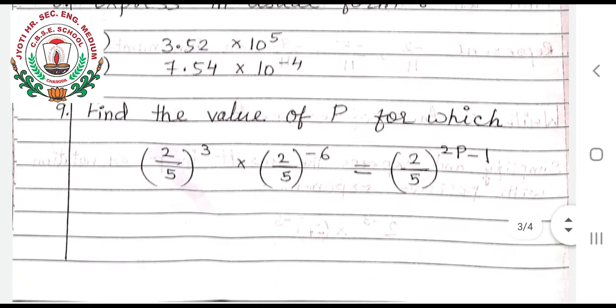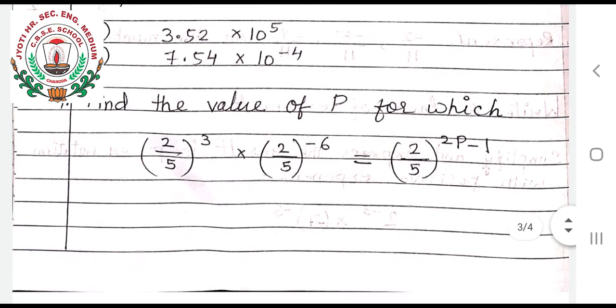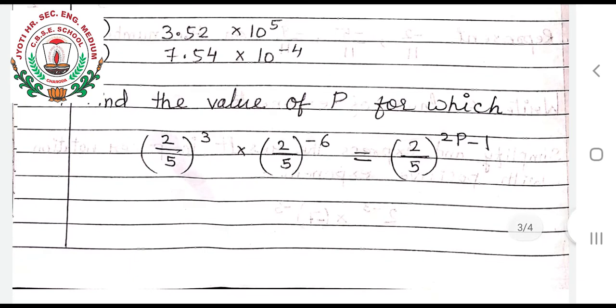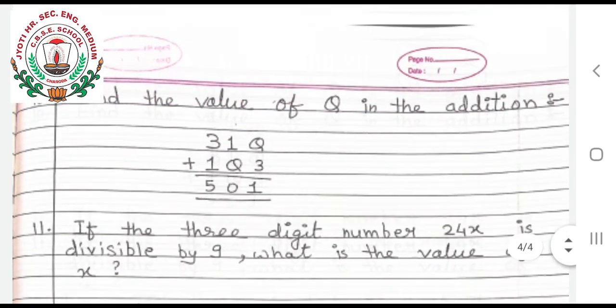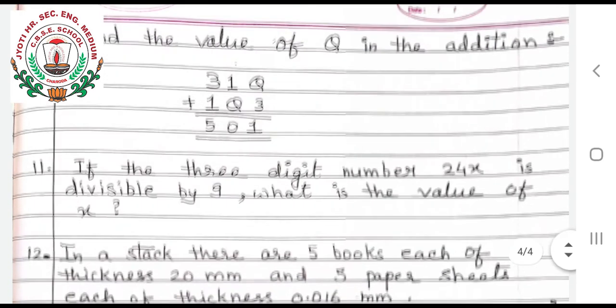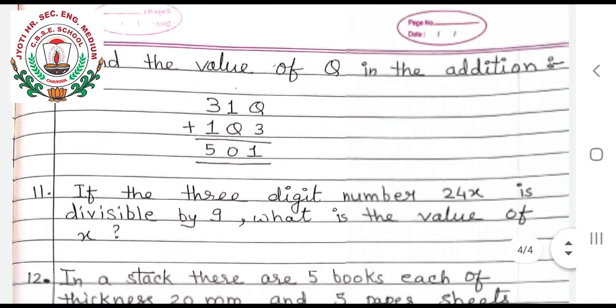Then 10th question, find the value of q, meaning the unknown variable given here for the 3-digit number. Solve it, you will get the value of q. This kind of question also you have done in the exercise.